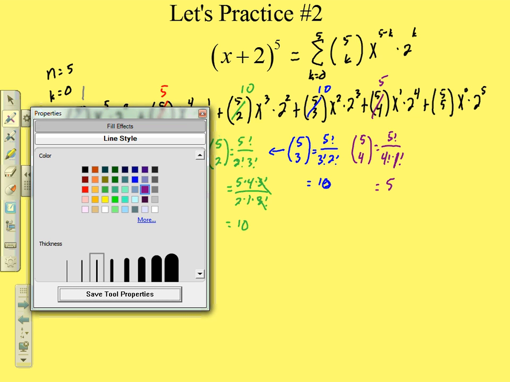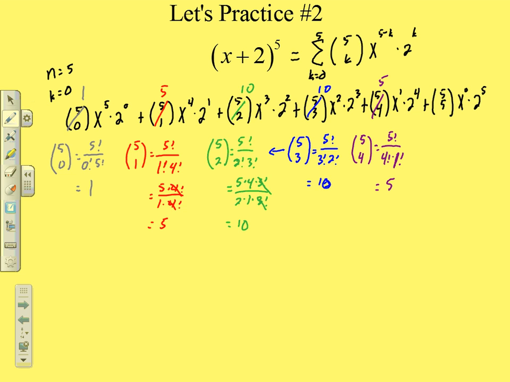So let's go ahead, and I think white will show up okay. So let's do the last one here in white. So 5 choose 5 gives me 5 factorial over 5 factorial times 0 factorial, which is exactly a repeat of the very first one that it was in gray. So that simplifies to just be 1. So that's a 1 there.